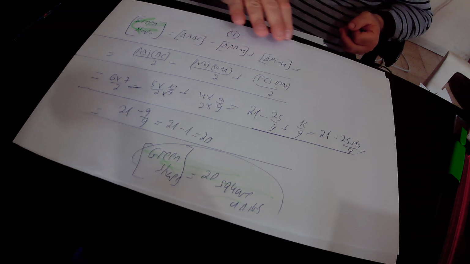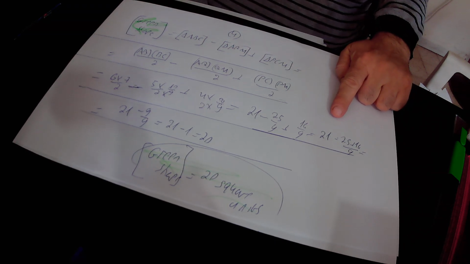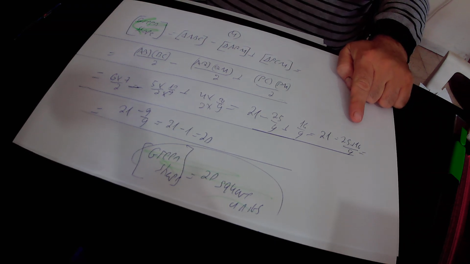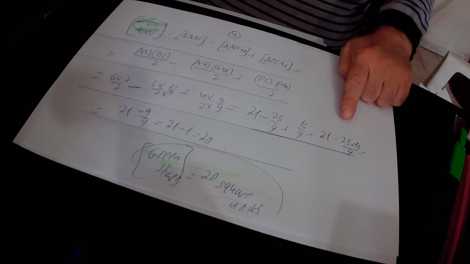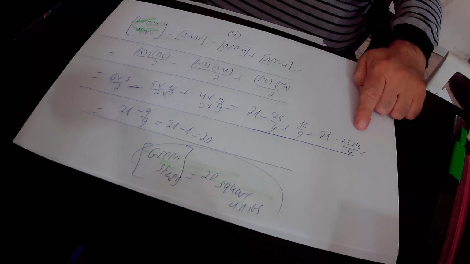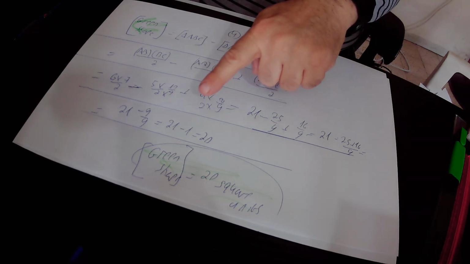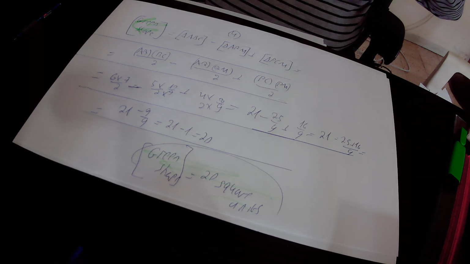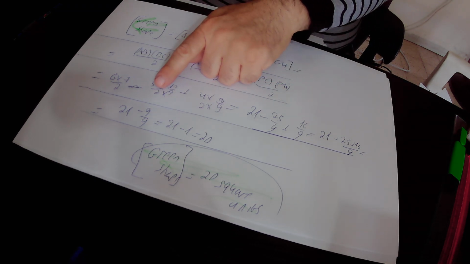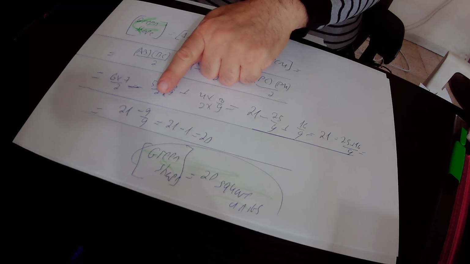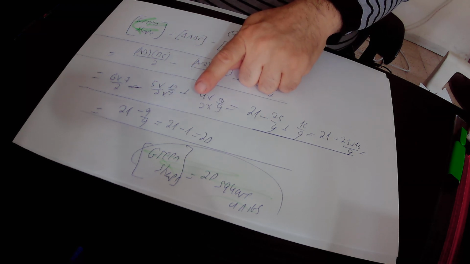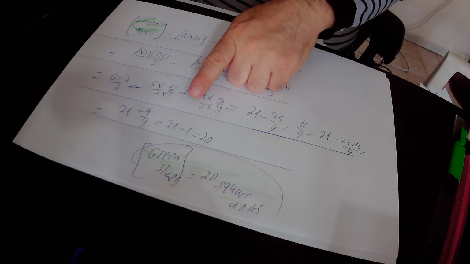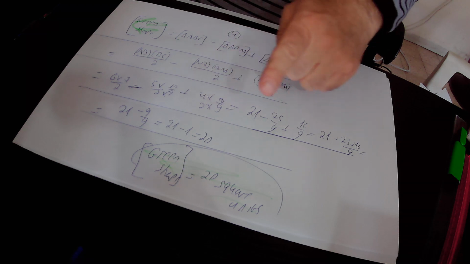So the area of the green shape equals 21 minus 25 plus 16. Minus 25 plus 16 is minus 9. So the area of the green shape equals 21 minus 9 over 9, and 9 over 9 is 1. So in total the area of the green shape equals 21 minus 1, that is 20.